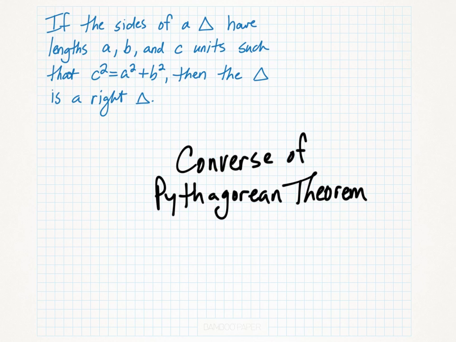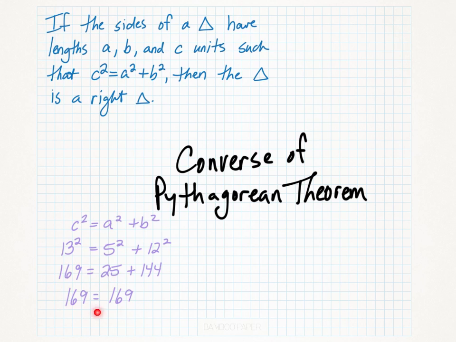So let's go ahead and take some numbers and throw them into a formula for our Pythagorean theorem, which is down here. Here we've got 13 squared equals 5 squared plus 12 squared. I've gone ahead and squared each of the numbers, added 25 and 144 together, and as you can see, the two values equal each other. C squared equals A squared plus B squared. That means this is a right triangle.